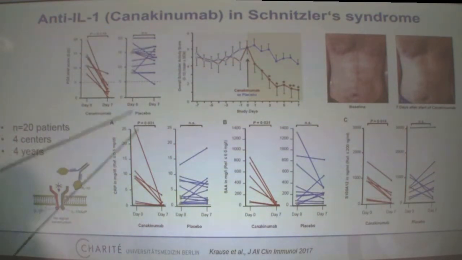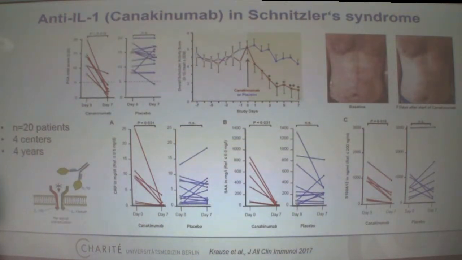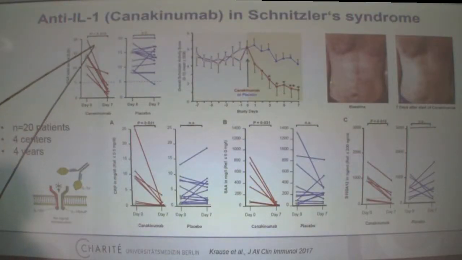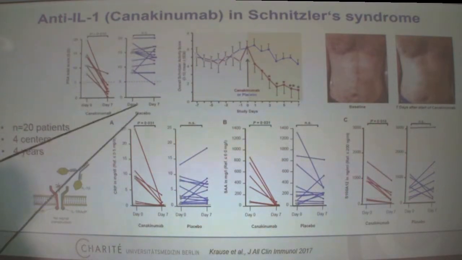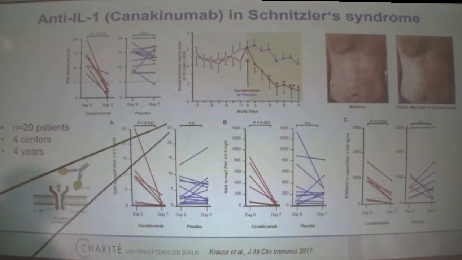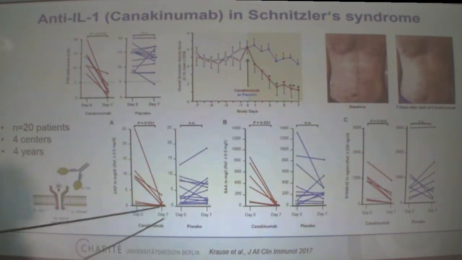So this is canakinumab, a monoclonal antibody directed in particular against IL-1 beta, and here we have a study with Schnitzler syndrome patients, which was done at our centers and 3 other centers within Germany, and involved 20 patients in total over 4 years. And here you can only see the first days of this treatment, and you can see that the clinical symptoms went down very rapidly with the canakinumab treatment as compared to placebo, and also the inflammation markers like CRP levels or serum amyloid A levels and S100 proteins also went down quite rapidly.